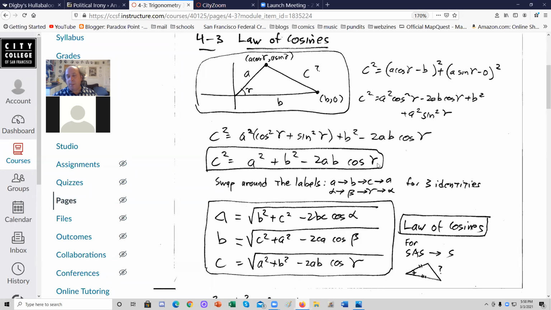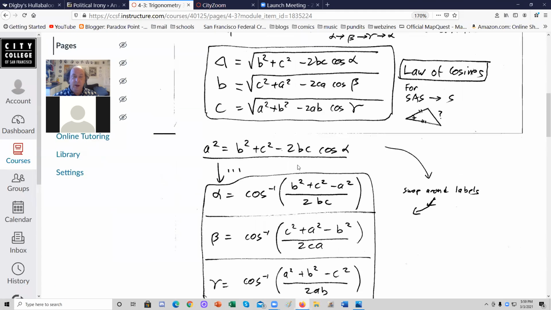And again, when we swap around the labels, A to B to C to A, alpha to beta to gamma to alpha, and take square roots, we'll get A equals root of B squared plus C squared minus 2BC cos alpha. B equals root of C squared plus A squared minus 2CA cos beta. And C is root of A squared plus B squared minus 2AB cos gamma. These are 3 versions, of course, of the same identity, the law of cosines. And this solves a side angle side problem. Given 2 sides and the angle between them, what's the opposite side?